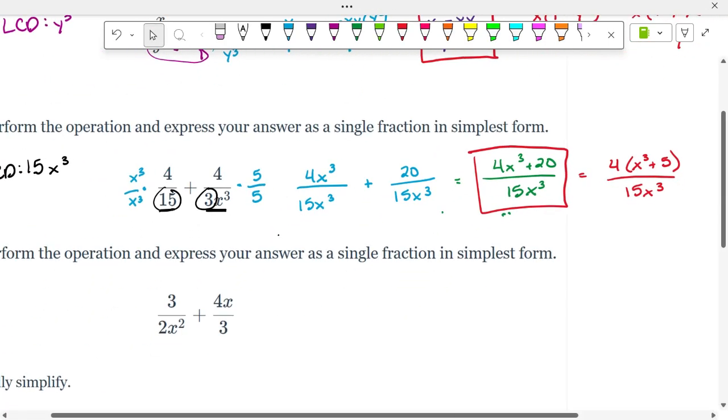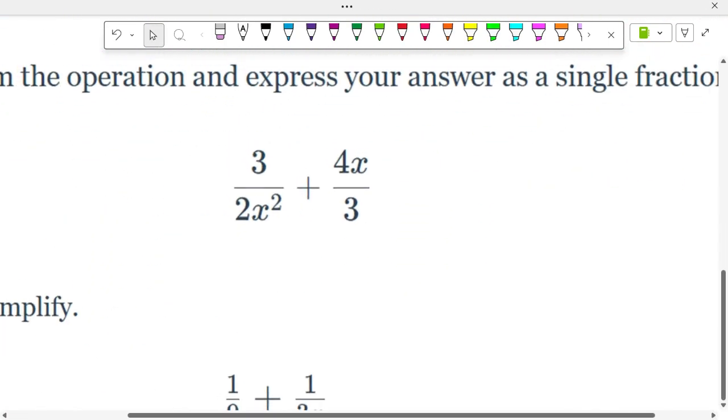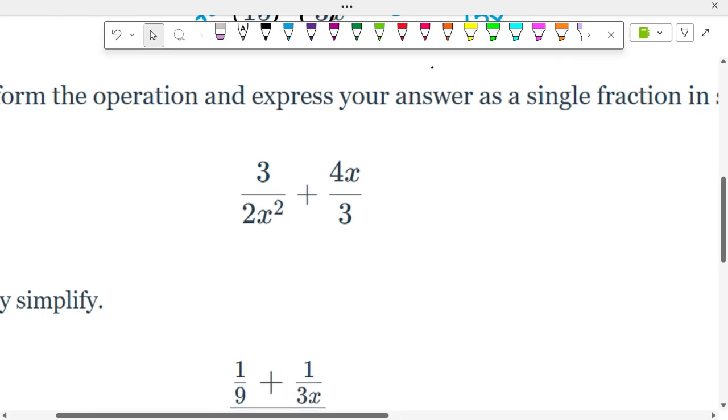All right, take a minute. Try this one on your own. Figure out the LCD. Transform your fractions. Then add them together.